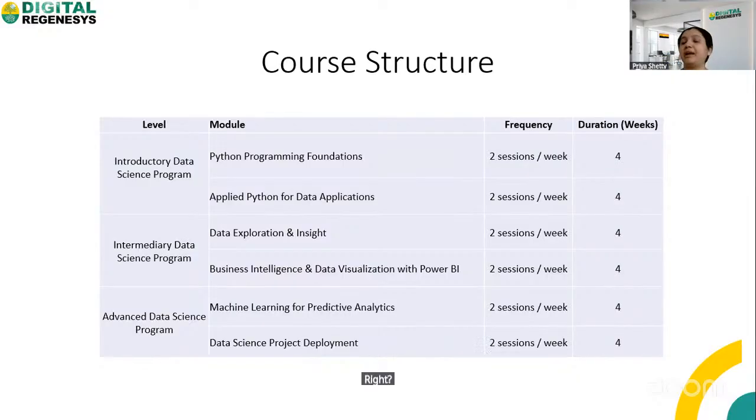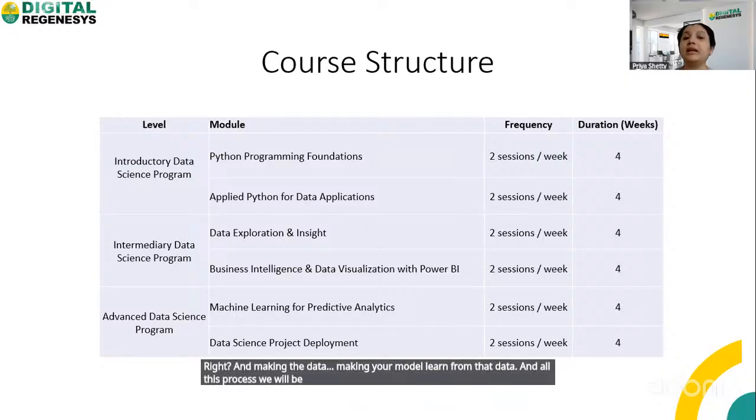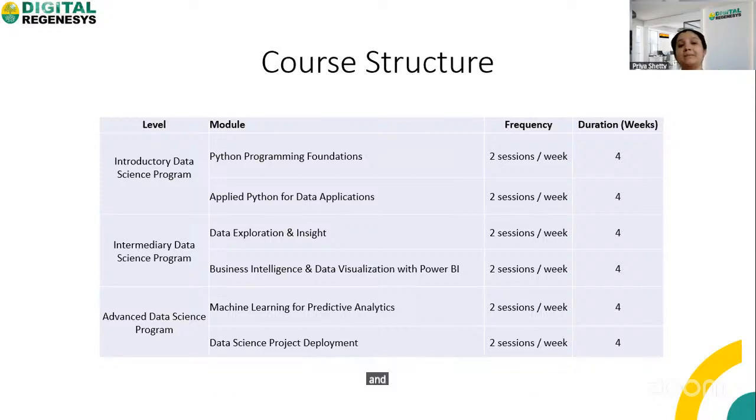And making the data, making your model learn from that data. All this process we will be learning in the intermediary level, where your focus will be on exploring the data, pre-processing the data using feature engineering and predictive modeling.